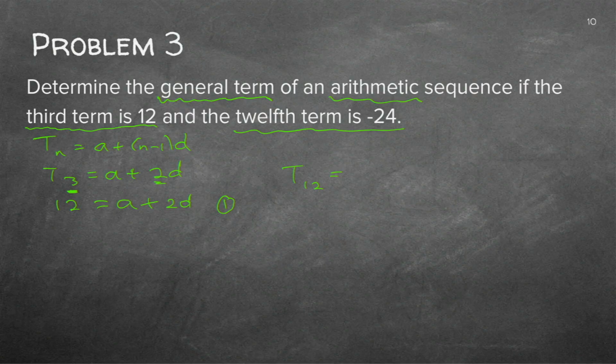I'm not going to write the -24 because I haven't written the formula yet. You always write your formula first. Listen carefully. It's a + (n - 1)d, which is 11d. I know what the 12th term is. It's -24 = a + 11d. Equation 2. The minute I've got two equations with two variables in, I can solve them simultaneously.